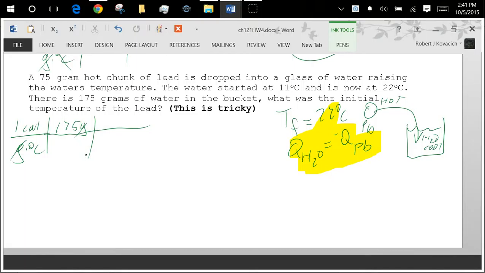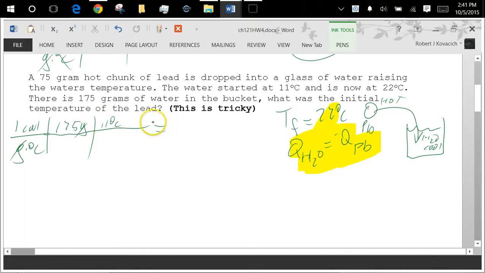22? The difference between. So in this case, 11. What I care about is how much heat was gained by the water, and the water's temperature changed by 11 degrees Celsius. Okay, so I've got 175 times 11.